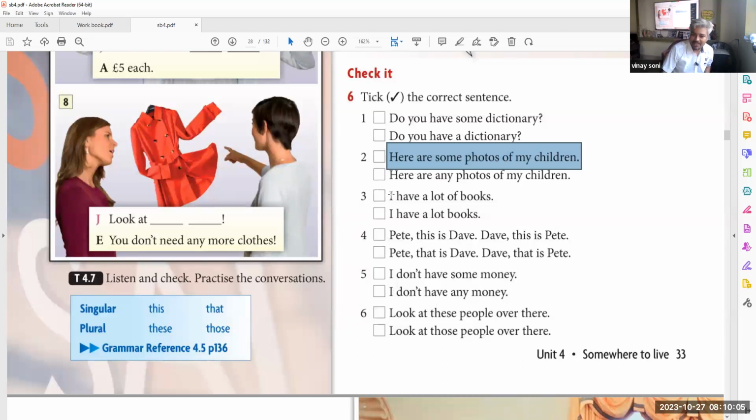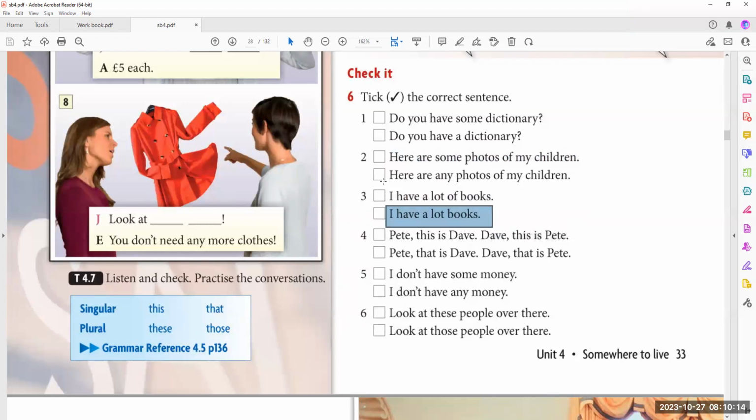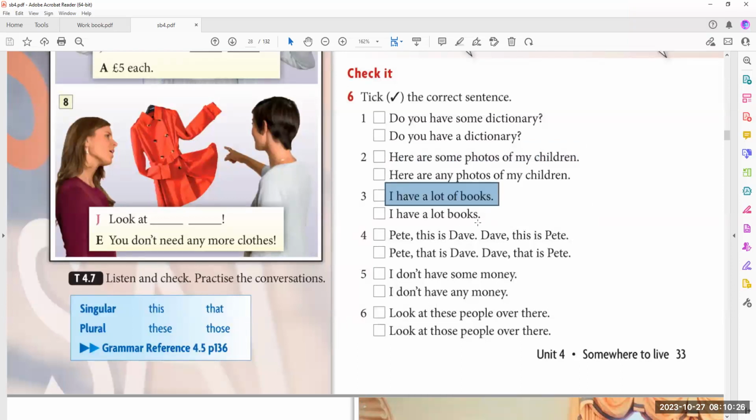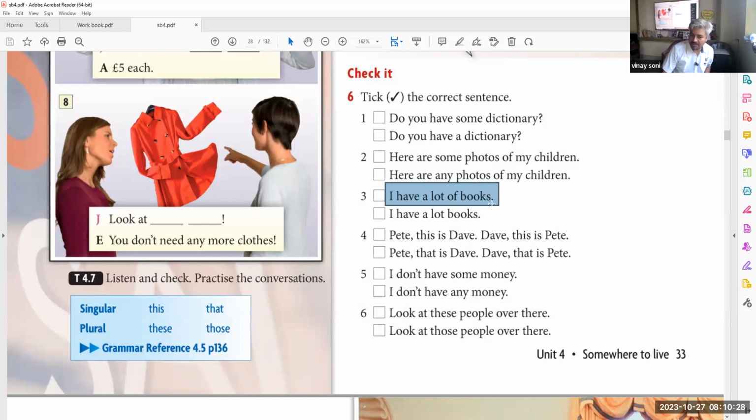Number 3, which is correct? The upper one or the lower one? I have a lot of books. The upper one. I have a lot of books is correct. Not a lot books, but a lot of books. Okay. I have a lot of books. I have a lot of ideas. Crazy ideas.